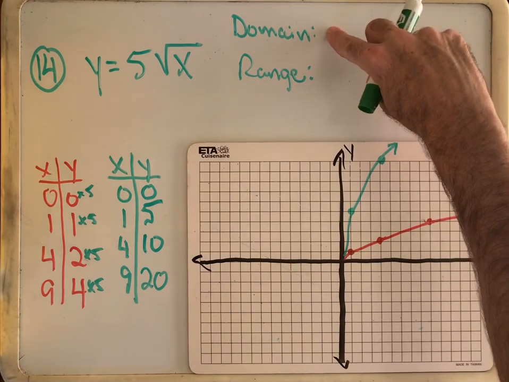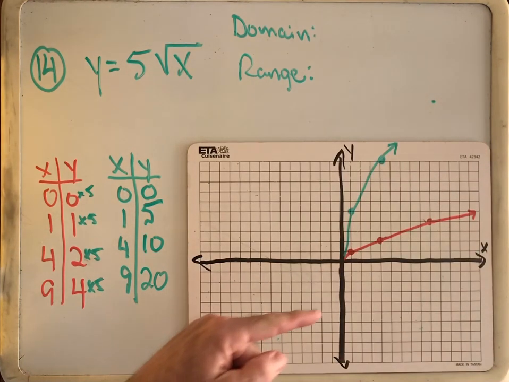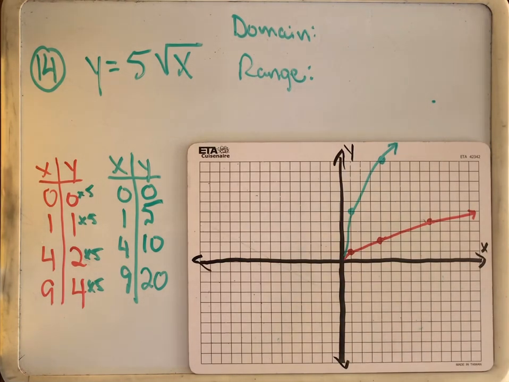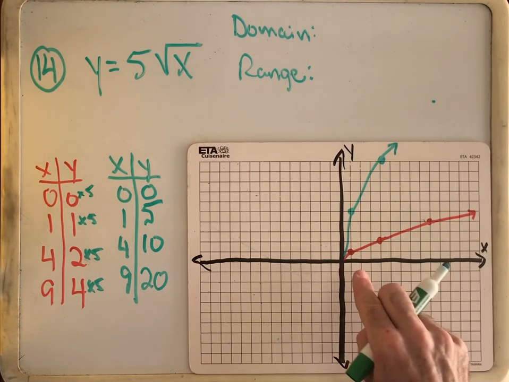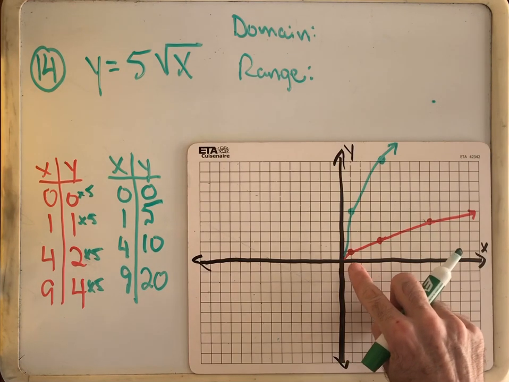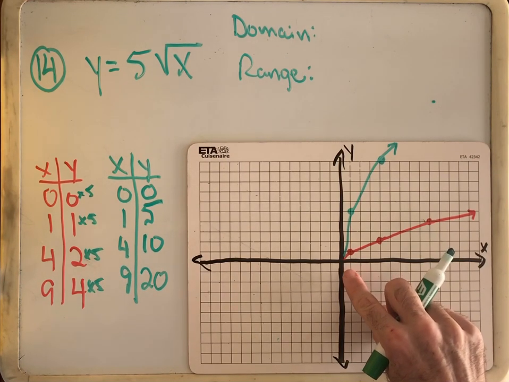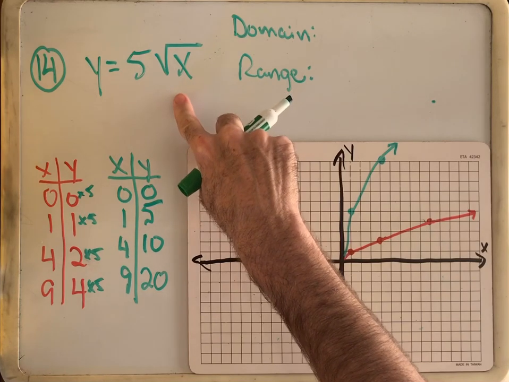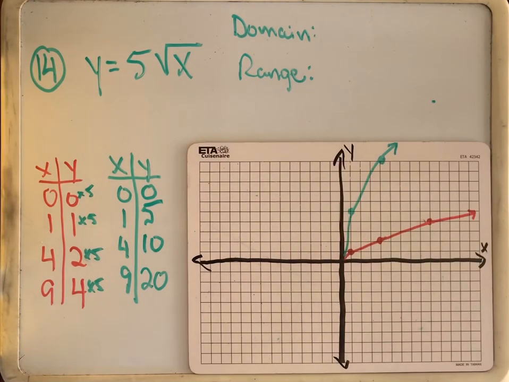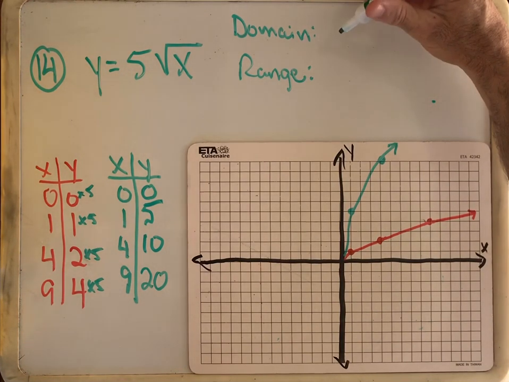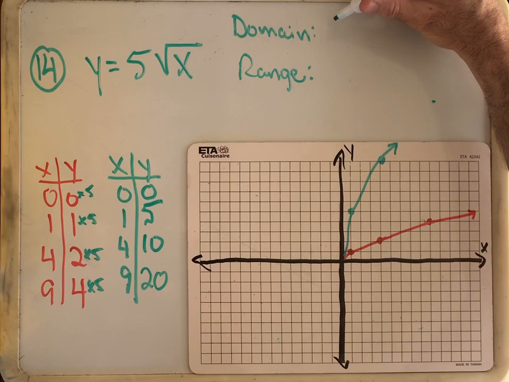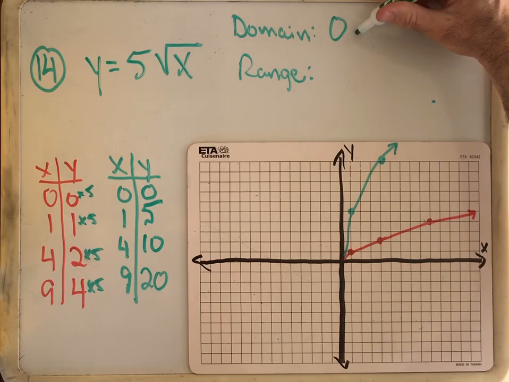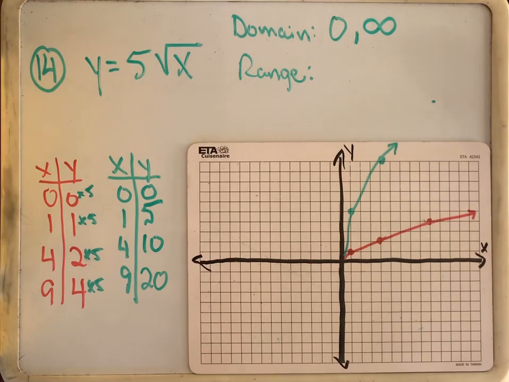What are all the possible x values? Can I just keep going all the way this way forever? Yes. So all the possible x values are from 0, because can we have negative x values for square roots? The answer is no, because that gives us an imaginary number, a totally different kind of graph. So our domain is from 0 to positive infinity.